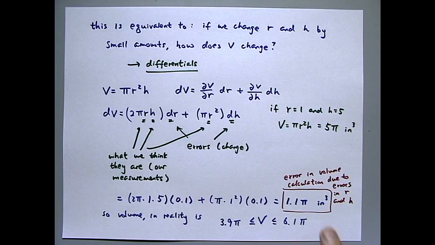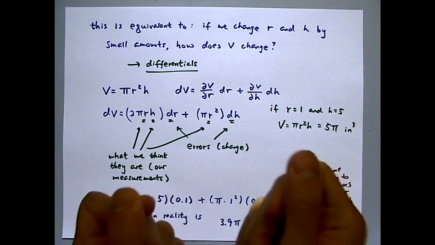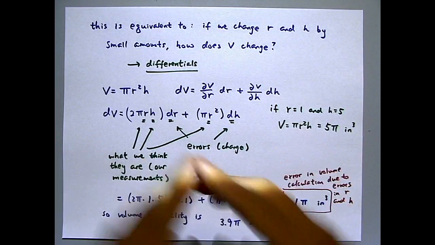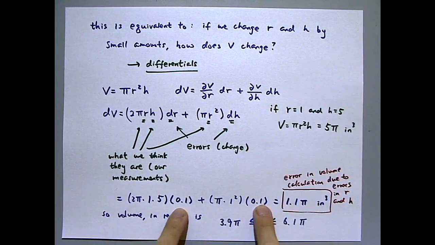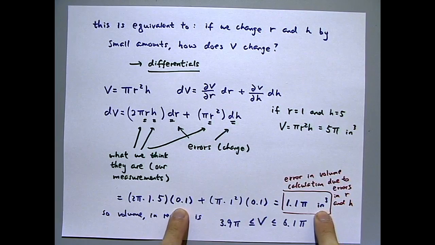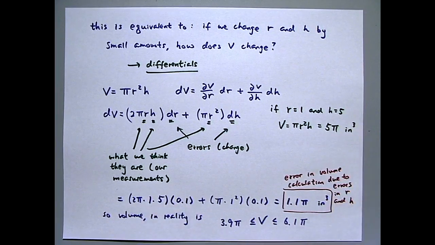So how do we improve this if we want this to be smaller? What's the source of this uncertainty? In the measurements, right? So measure things better with a better instrument, maybe a laser or something. If you can shrink the 0.1 here, then this will shrink. Does that make sense? Yeah? Good.